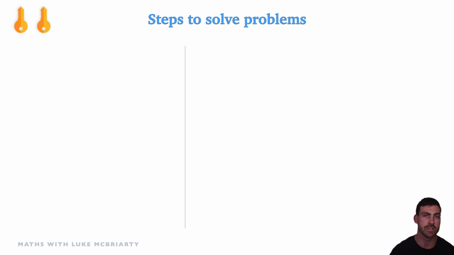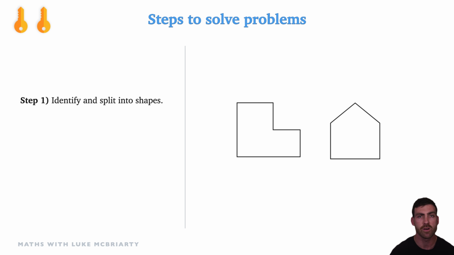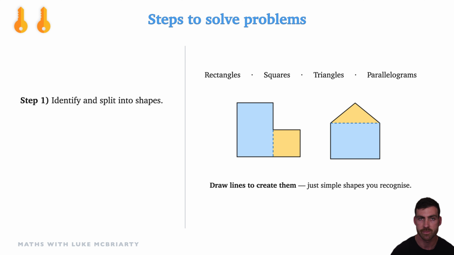So how do you actually solve these? It turns out every composite area question follows the same simple process, just 4 steps. Step 1, identify and split into shapes. Look for rectangles, squares, triangles, and parallelograms. If it's not obvious, draw lines to create them. Aim to turn the shape into pieces you already know how to find the area of. There's no one correct way to split it.